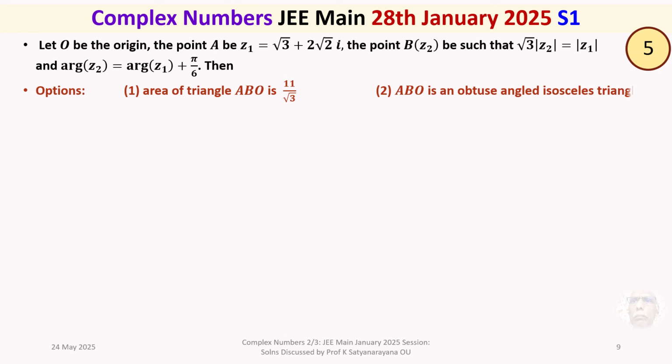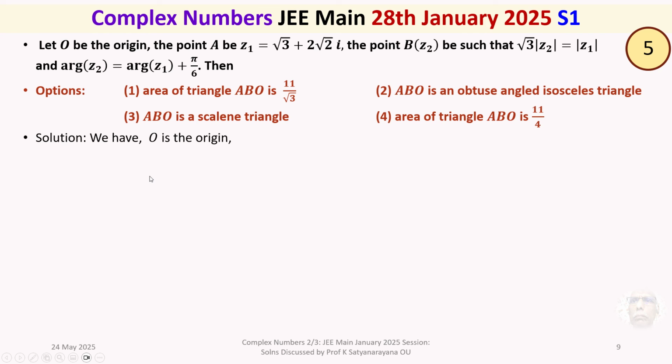Option 1 says the area of the triangle ABO is 11 by root 3. Option 2, ABO is an obtuse angled isosceles triangle. Option 3, ABO is a scalene triangle. Option 4, the area of the triangle ABO is 11 by 4.